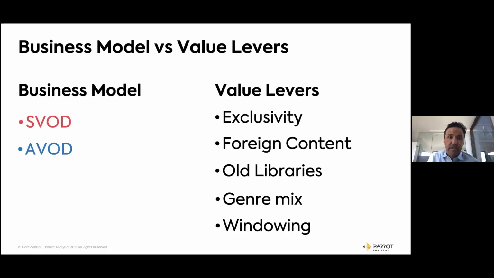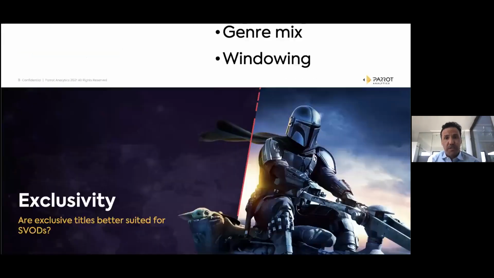So with that, now that we know this is our sample data using supply and demand, what we want to know is how these different business models are using the different levers they have to create value, right? In this case, we're going to look at exclusivity. We're going to look at foreign content, what happens with old libraries, and also what type of programming works where. And we're also going to look into win-to-win. So let me jump right away into exclusivity.